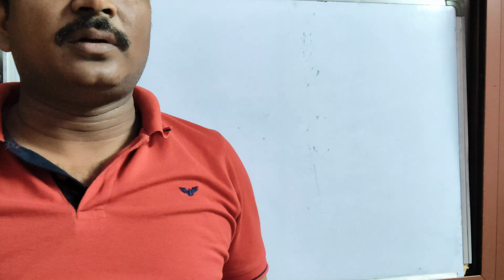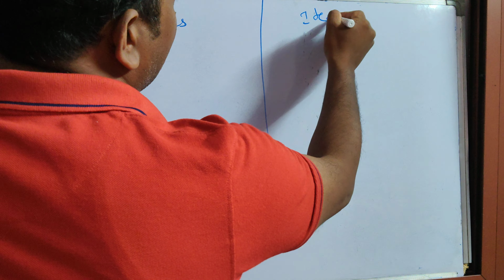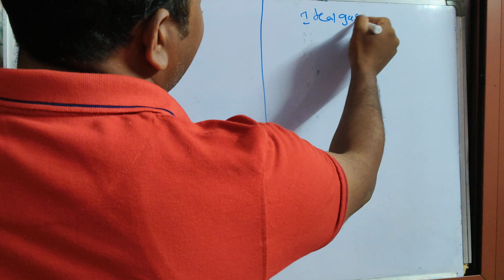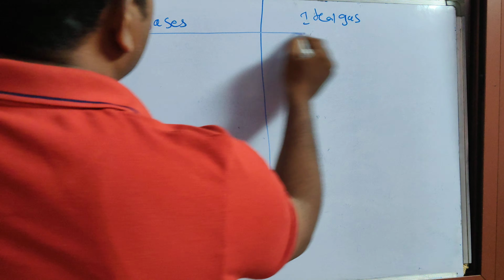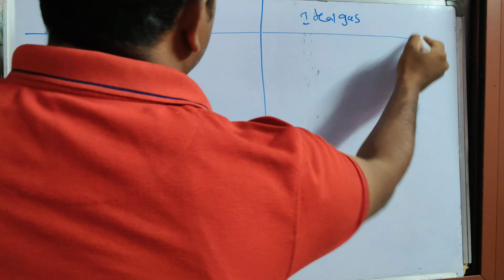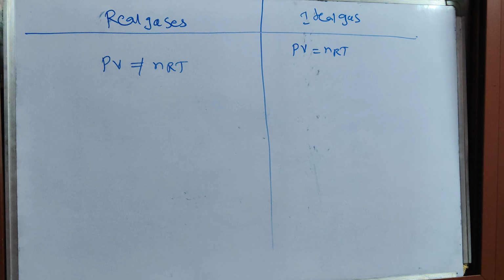Now, in gas state, I want to explain about the ideal gas and real gases. If ideal gas, that is PV is equal to nRT. Real gas is not equal to nRT. It means there are some deviations compared to the ideal gas.